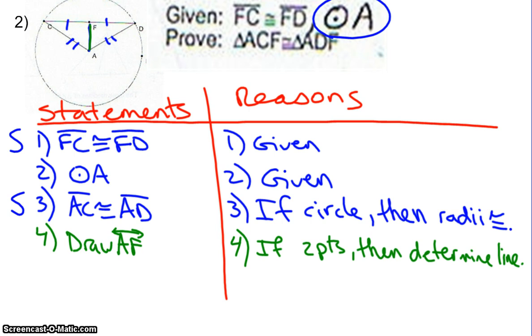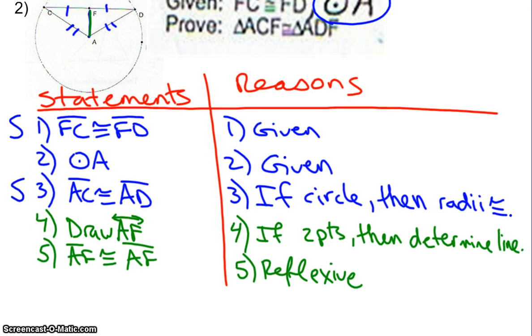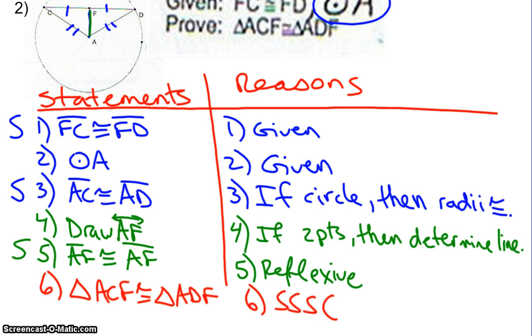Now that we have stated AF in our diagram, we can say that AF is congruent to AF, and that is because it is reflexive. That gives us our third side. And then we can prove that triangles are congruent to each other by side, side, side, steps 1, 3, and 5.